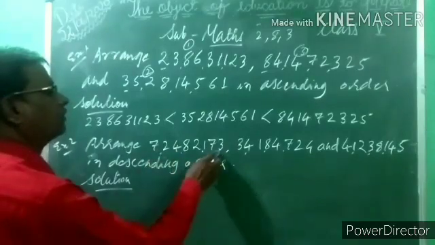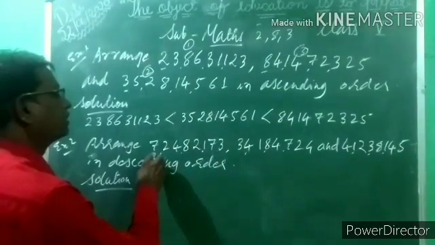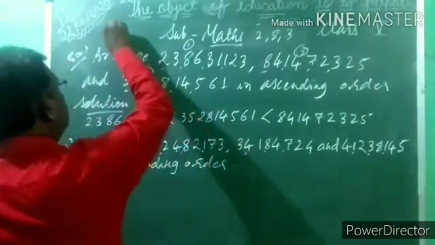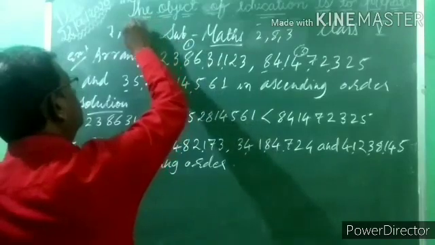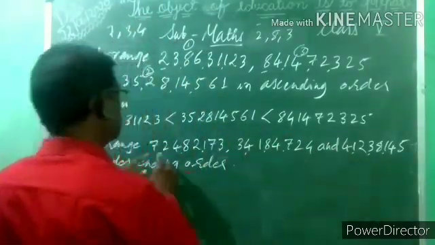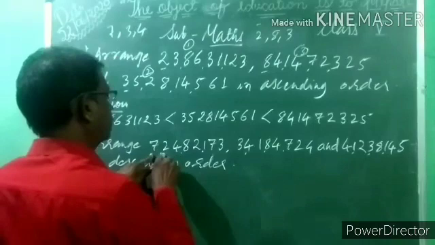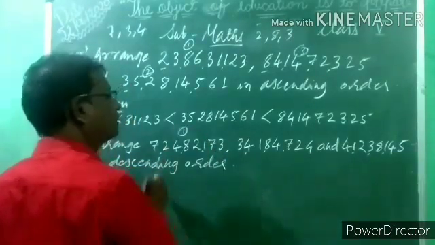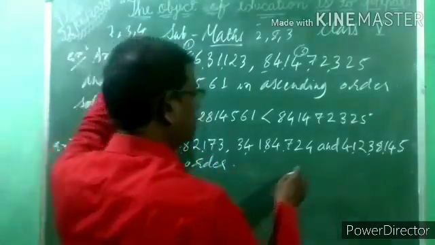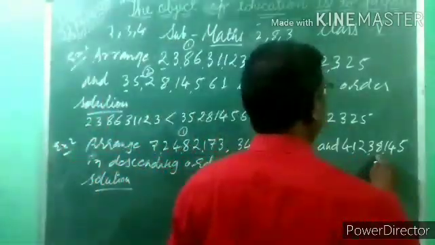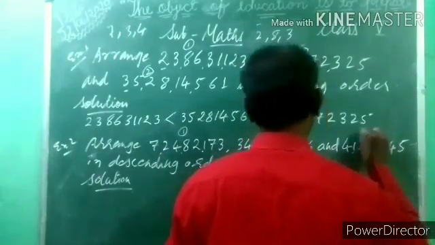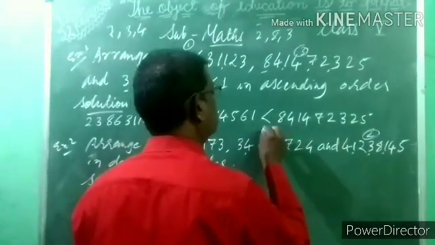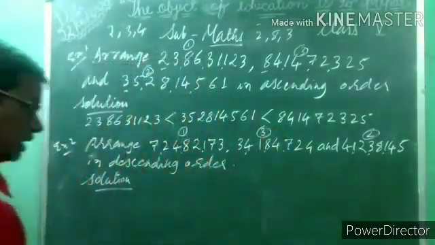Then compare the crore place. Here in the crore place which number? 7. And here 3. And here 4. So among 7, 3, 4, which number is greater? 7. Means this, 7 crore 24 lakh 82,173 is the greatest number. So number 1. After that, 3 or 4 is greater? 4. 4 crore 12 lakh 38,145, this is your second. And this number, 3 crore 41 lakh 84,724, this is your third number. So in this way we have to write the answer.